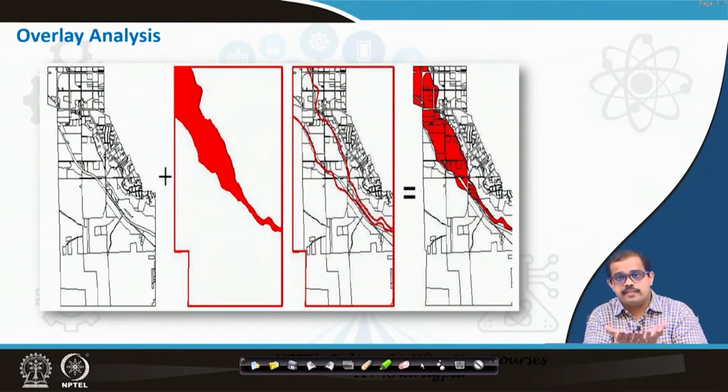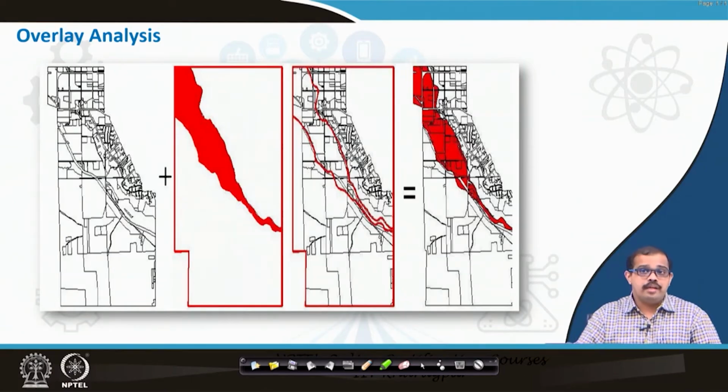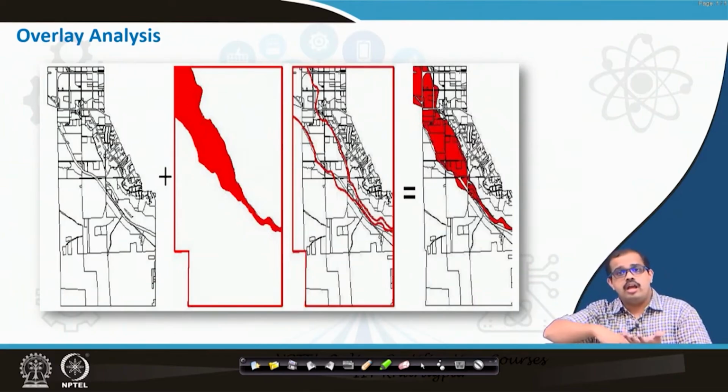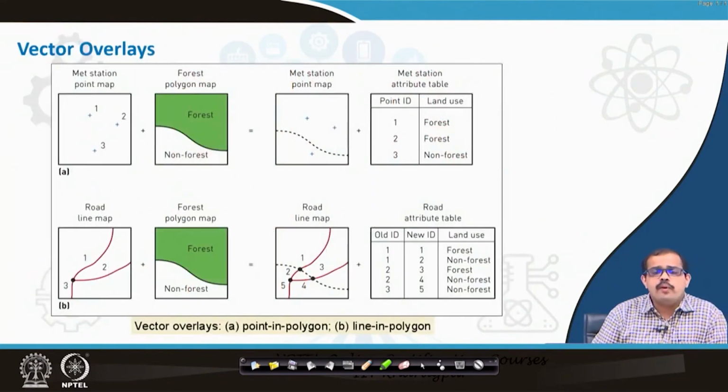So, if you have a physical layer, let us say you have 3, 4, 5 physical maps of all these layers, you take a printout and use it, but you will not be able to understand which region overlaps on each other and what is the quantification of each of these layers. That can be done using GIS. That is why GIS is a powerful tool. Then you have vector overlays. When I say vector on vector overlays, it may be both point in polygon and line in polygon.